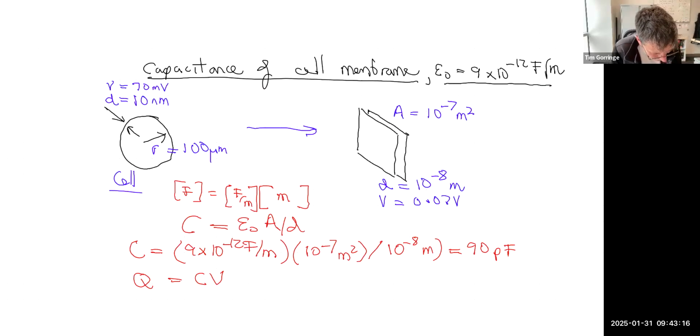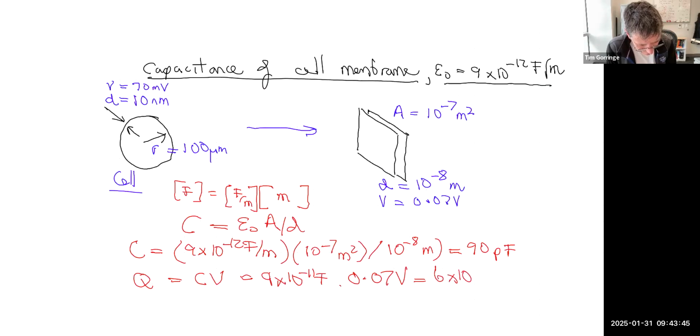I'm just multiplying both sides of the master equation by the voltage difference between the two plates. Now we know C is 90 picofarads, so that's 9 times 10 to the minus 11 farads. And we know V is 70 millivolts, or 0.07 volts. If we multiply those two numbers together, I worked it out already, we get 6 times 10 to the minus 13 coulombs. That's 0.6 picocoulombs.